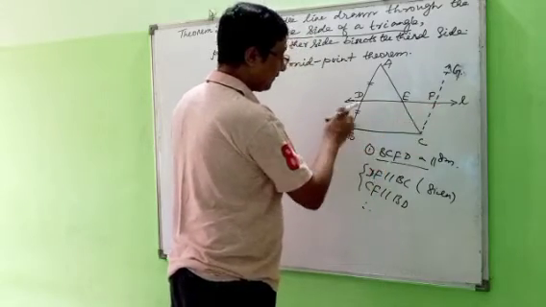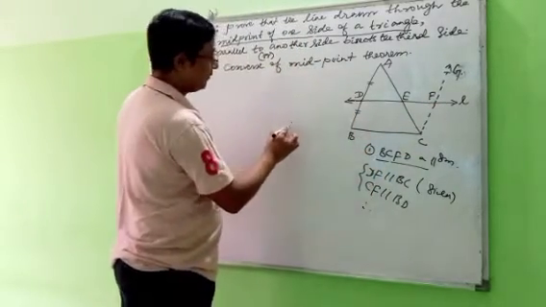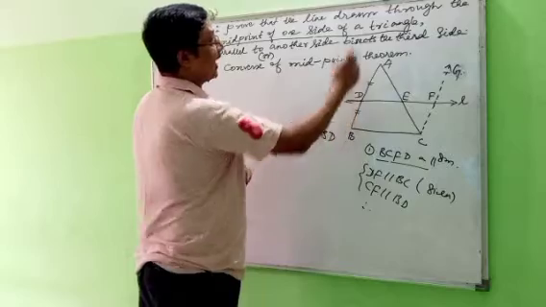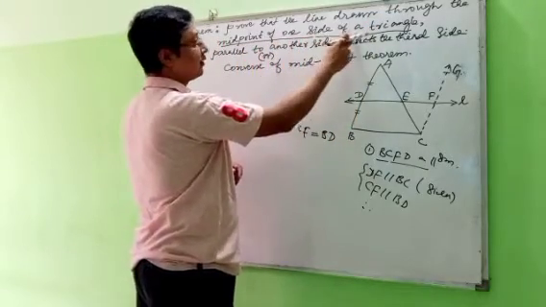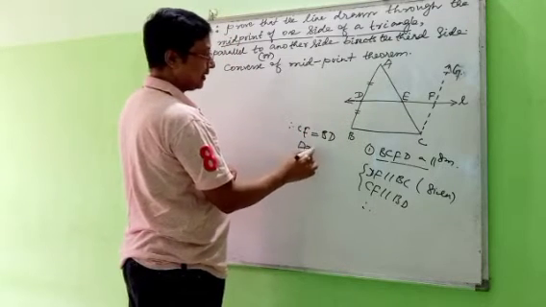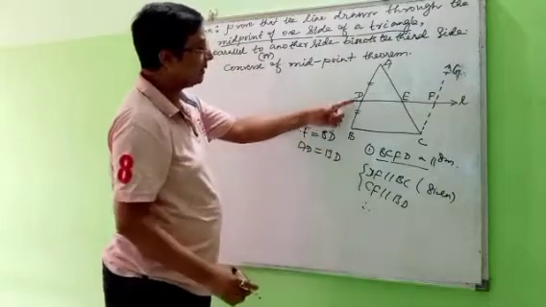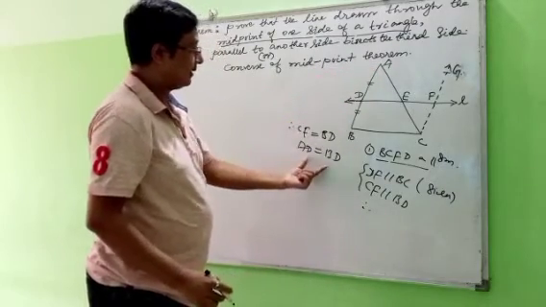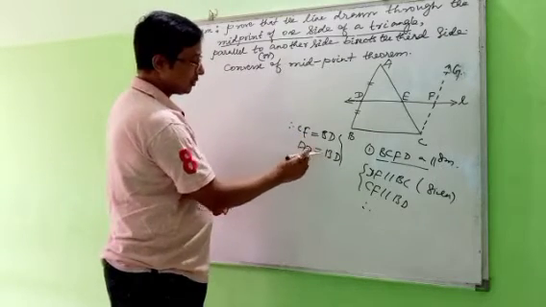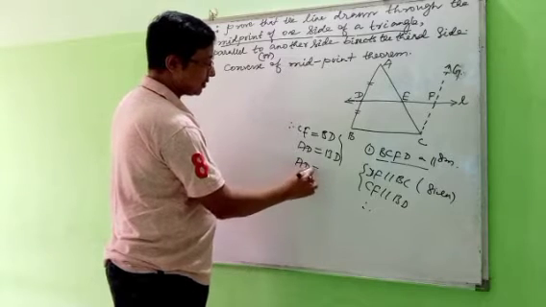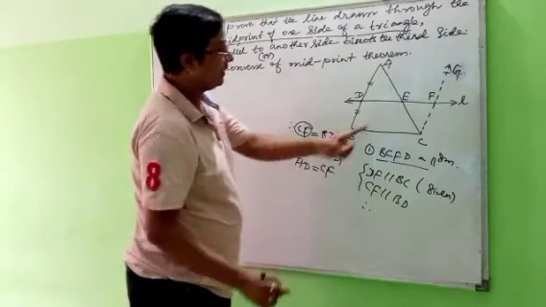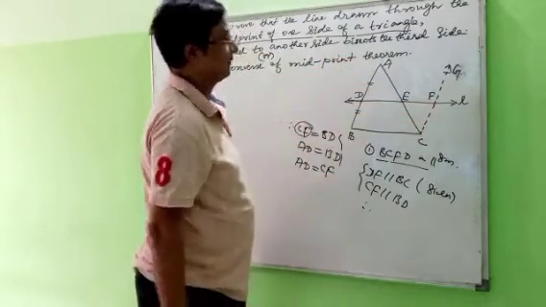So you got CF equals BD. Therefore CF equals BD. And then here it is given that the line is drawn through the midpoint of one side of the triangle. So D is the midpoint of AB, which means AD is equal to BD, because D is the midpoint of AB. Comparing these two equations, in place of BD you can write CF. Now you see AD equals CF.